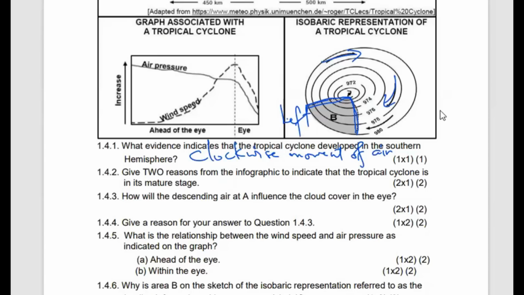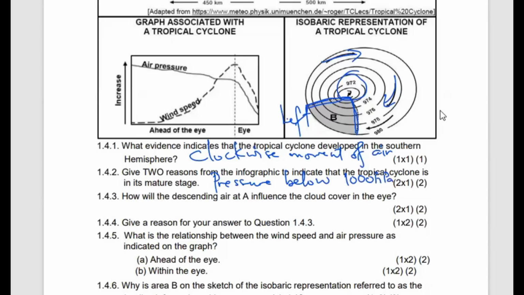Give two reasons from the infographic to indicate that the tropical cyclone is in its mature stage. What evidence can we figure out to suggest that it has matured? Right, pressure at the center here. If it has reached maturity, pressure drops to below 1,000 at the center of the system. The pressure at the center of the system will be below 1,000 hectopascals.